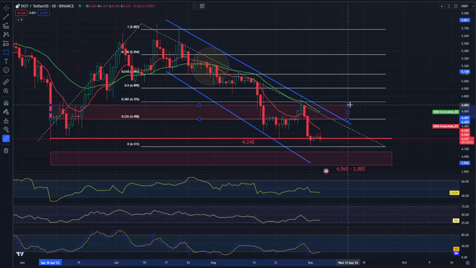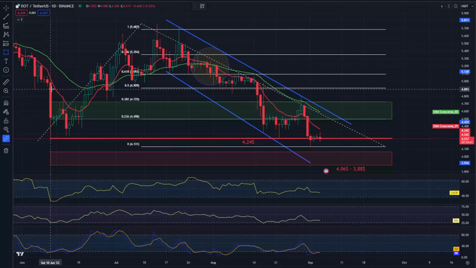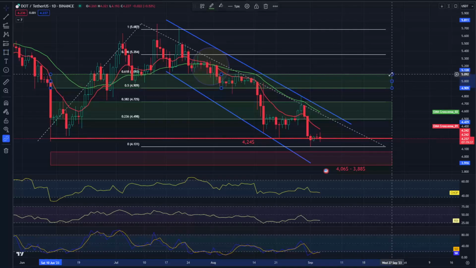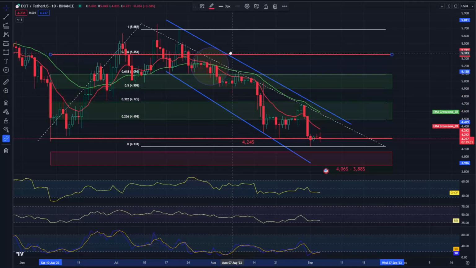Looking the other way, we see that the price needs to break through the resistance zone from $4.49 to $4.72. Then we have a second visible zone from $4.90 to $5.09. Then resistance at $5.35. And another resistance at $5.68.